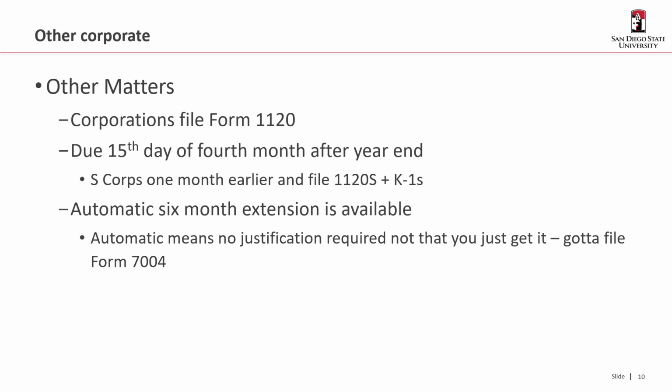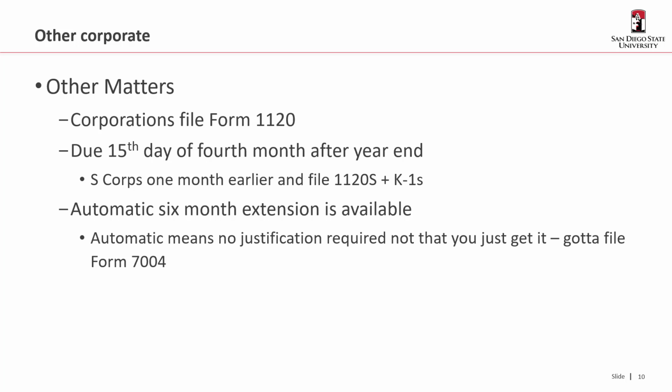So some other matters: corporations file on Form 1120. It's generally due the 15th day of the fourth month after year end. So for a calendar year end corporation, their 1120 is due on April 15th. If you make the S Corp election to be treated as a pass-through, then your tax return, your 1120S, is due 1 month earlier, so the 15th day of the third month. And all these different forms can file for an automatic 6-month extension.